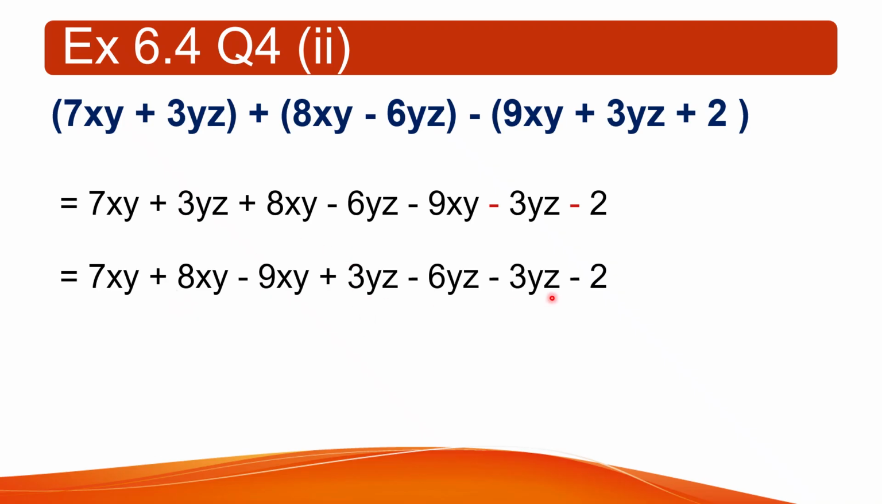Then as you can see, two terms are the same but have different signs, so we can simply cut them and we have minus 6yz left, and this minus 2 will be written as it is in the answer. So our final answer is 6xy - 6yz - 2. I hope you are understanding the concept. It is very easy for those who have watched the previous video.